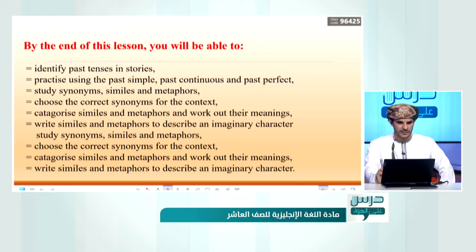to identify past tenses, which is very important. Past tenses in stories. Practice using past tense, past simple, past continuous, and past perfect as well. And we'll try to study some similes and metaphors. Choose the correct synonyms for the context, categorize similes and metaphors, and work out their meanings. Don't forget to take screenshots every time. Okay, you will be able, inshallah, to write about similes and metaphors to describe an imaginary character.